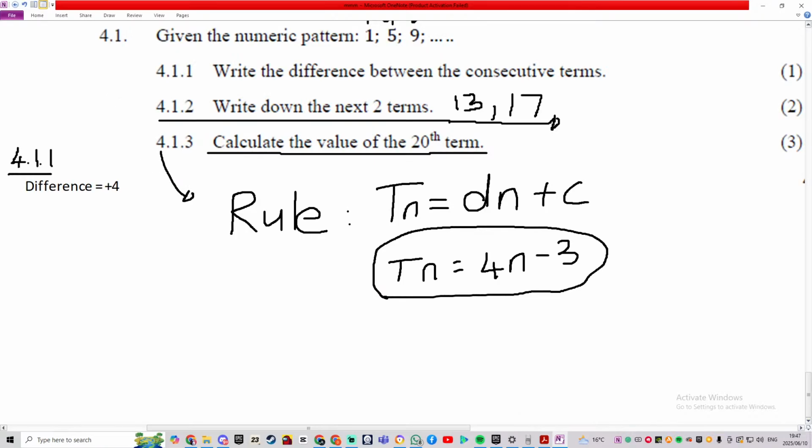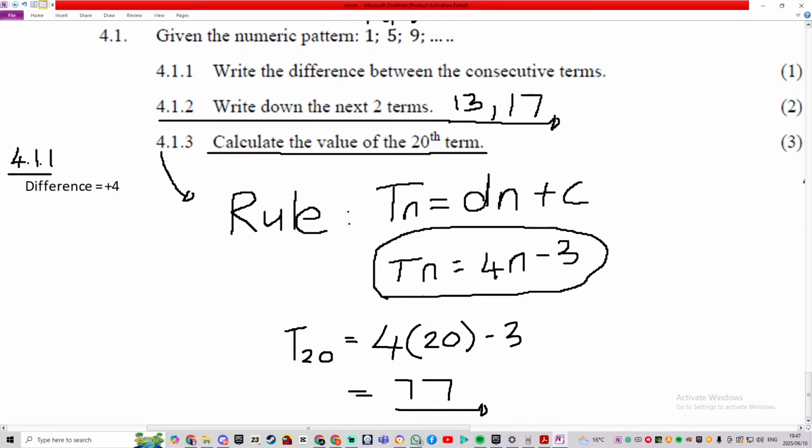I'm getting the rule. So that would mean that my 20th term, my T20, would be equal to 4 brackets 20 minus 3. So that's equal to 4 times 20 is 80. 80 minus 3 is 77. So the 20th term in this pattern is the number 77.